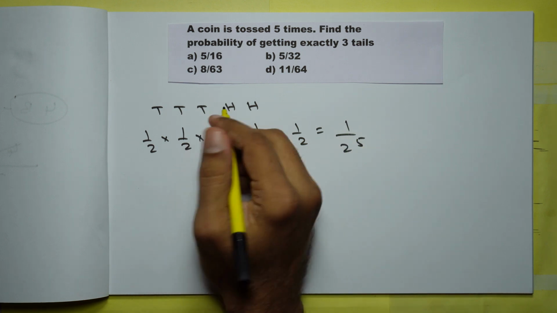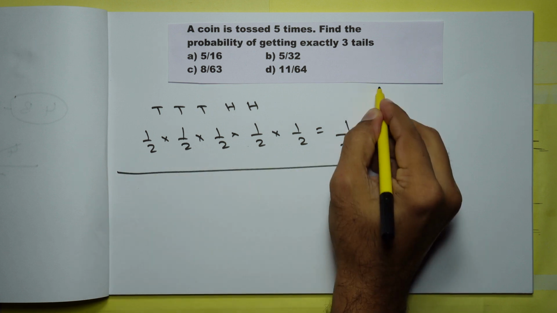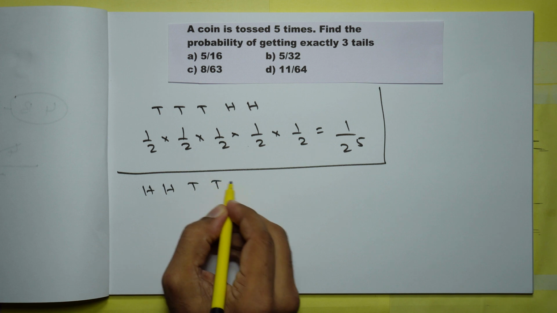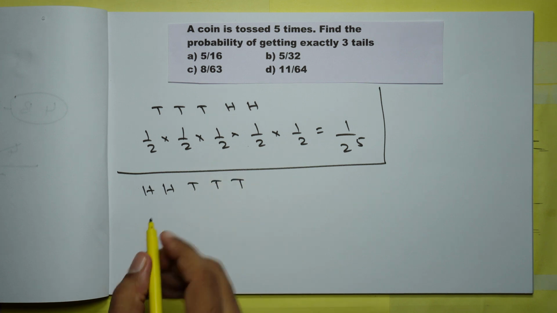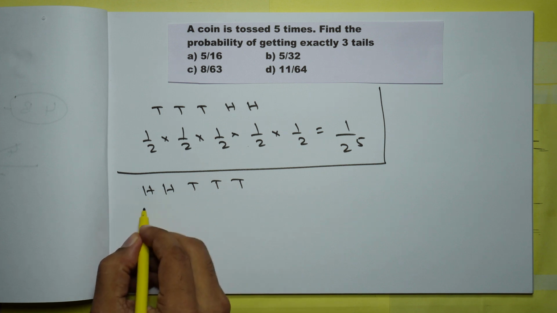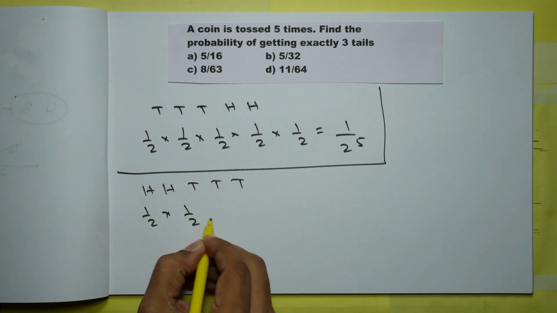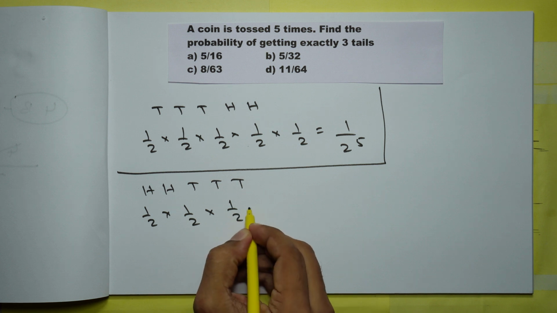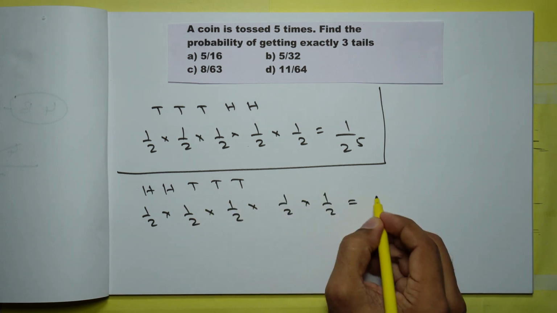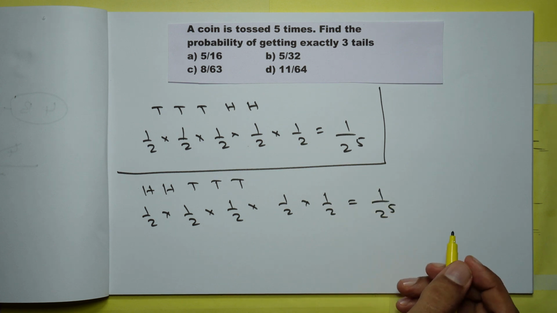Now let us look at another favorable outcome. Another favorable outcome is first 2 of them are heads, then you get 3 tails. Now let us calculate the probability of this. That is, first one as a head is 1 by 2, second one as a head is 1 by 2, next is a tail is 1 by 2, next one as a tail is 1 by 2, and next one as a tail is 1 by 2. So again 1 by 2 raised to 5.